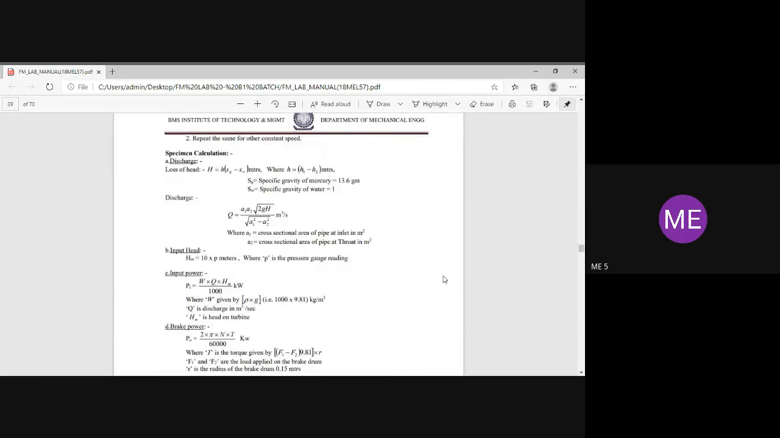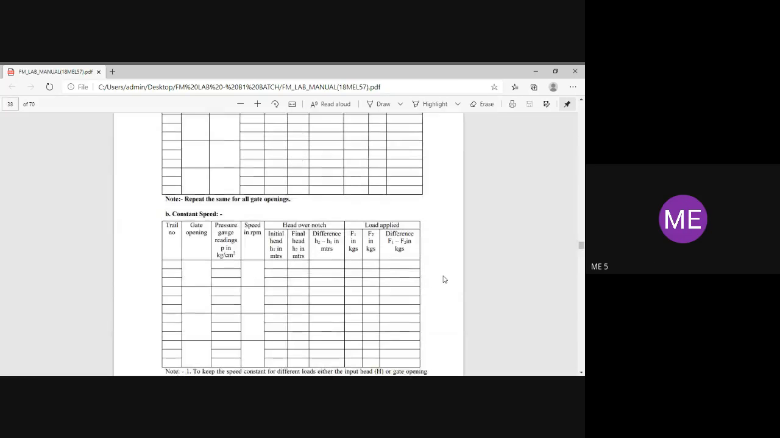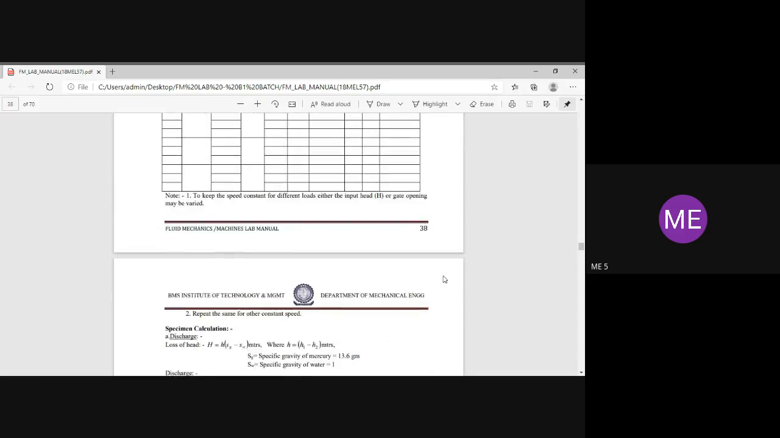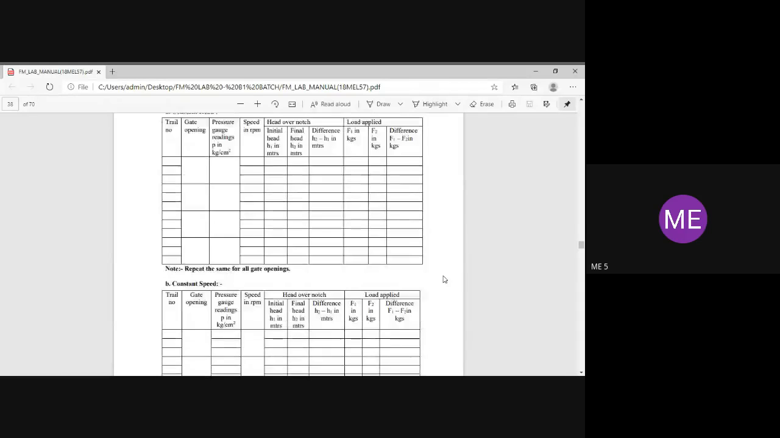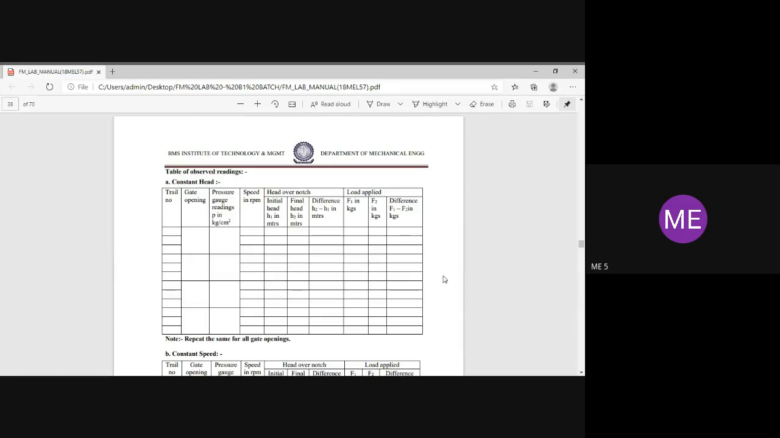Has anybody studied unit characteristics? What do you mean by unit speed and unit discharge? Anybody? I think you studied it in turbomachines. What is unit speed?